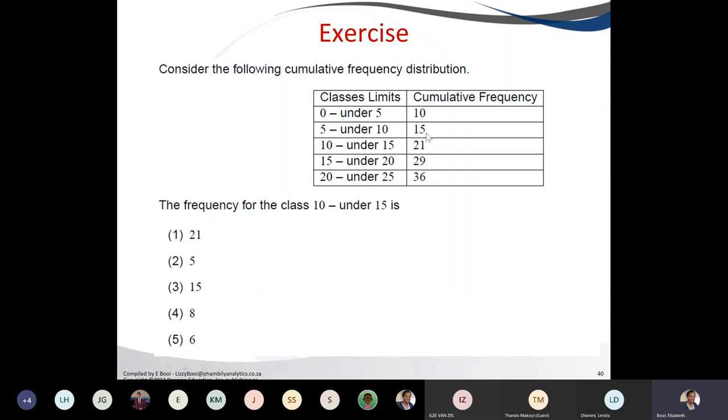So all you do is you say, to find the frequency, you will say 21 minus 15, and that will give you the actual frequency for 10 to less than 15, because 21 includes the 15. 21 minus 15 will give you 6. And then you will know that that is the answer that you were looking for.